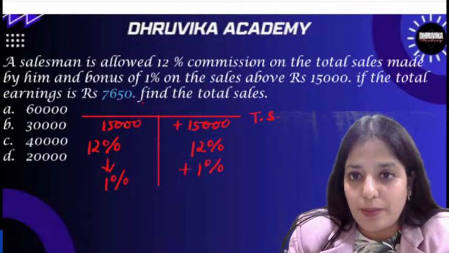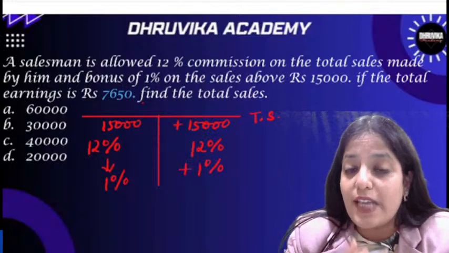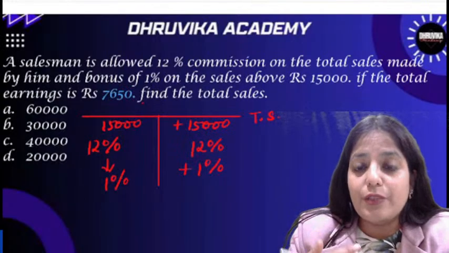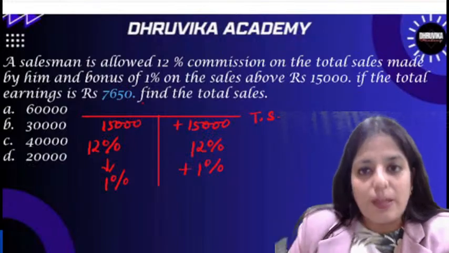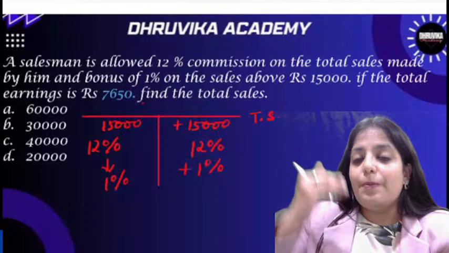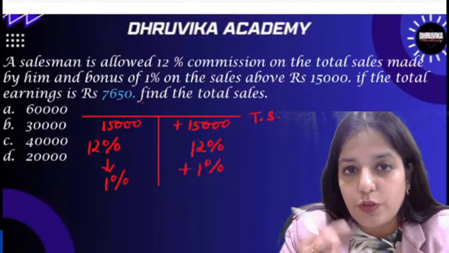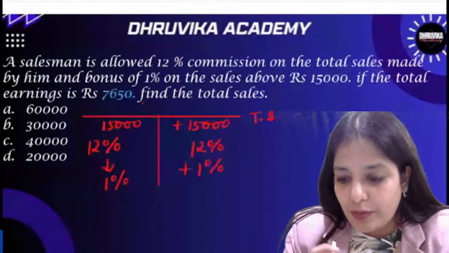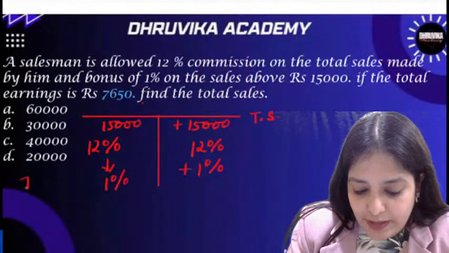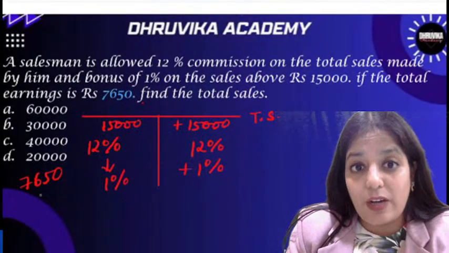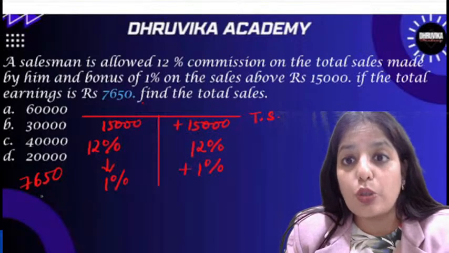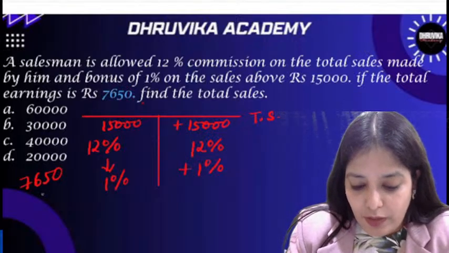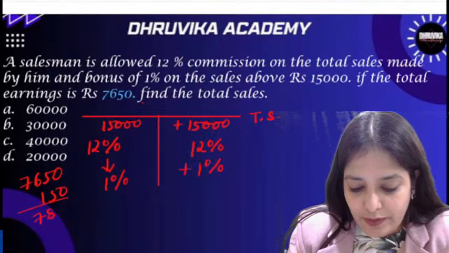I'll have to increase the first part's commission by 1%. I'm already getting 12% on that, but since I have assumed that I'm getting 13%, I have to increase this by 1%. That is, I'll earn 1% more here because of the assumption. So my commission would increase by 1% of 15,000. Yes or no? Yes. So what is 1% of 15,000? That is 150. So earlier I was getting 7,650. Now since I assume that I am getting 13% on total sales, my earnings would increase by 150, and now my earnings would come out to be 7,800.